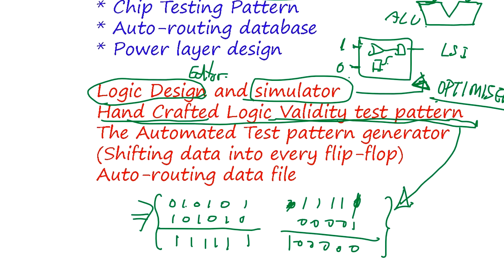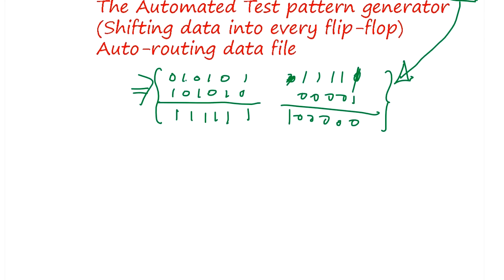Okay, and now this is the validity test, and besides the validity test, we need a chip testing pattern. What is a chip testing pattern? Chip testing pattern is, for example, later you created a chip, right? And this chip, does it do the intended job?